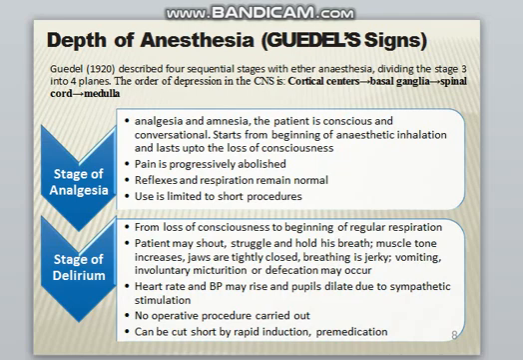Guedel, a scientist, in 1920 described the four sequential stages of ether anesthesia, dividing stage 3 into 4 planes. They divided it into 4 stages, and stage 3 into 4 planes. The order of depression in the central nervous system is cortical centers, basal ganglia, spinal cord, and then the medulla. So let's start with the stages.